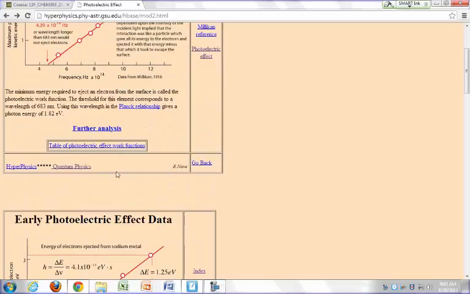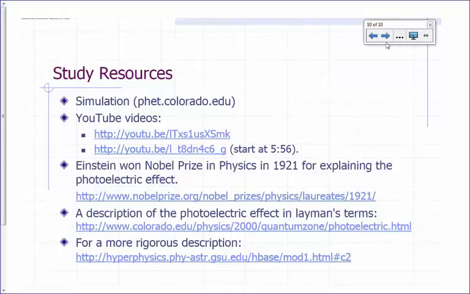All right, so that is the photoelectric effect.